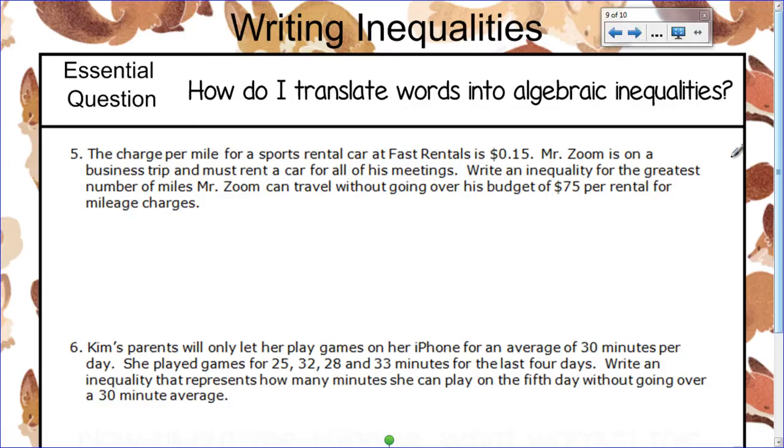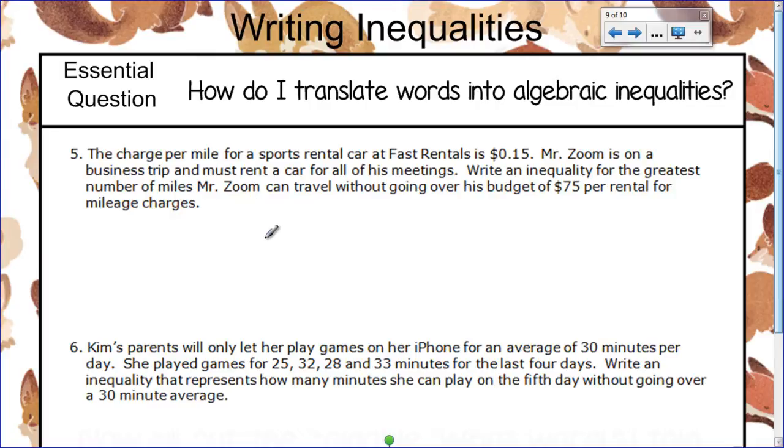So let's switch over here to number 5. The charge per mile for a sports rental car at Fast Rentals is 15 cents. Mr. Zoom is on a business trip and must rent a car for all of his meetings. Write an inequality for the greatest number of miles Mr. Zoom can travel without going over his budget of $75 per rental for mileage charges. So he can't spend more than $75 on miles. If he goes over that, he's going to get in trouble. And so his budget's $75.